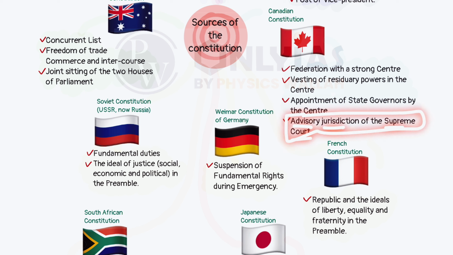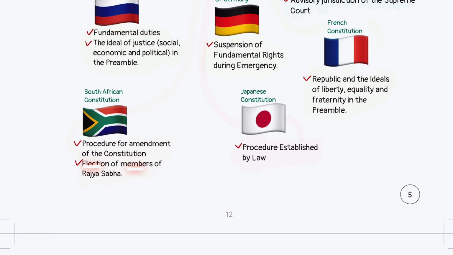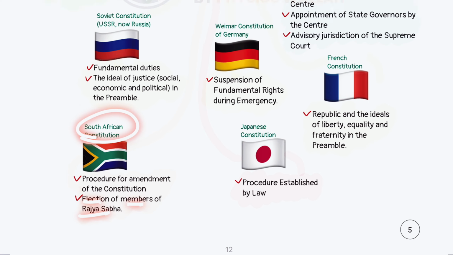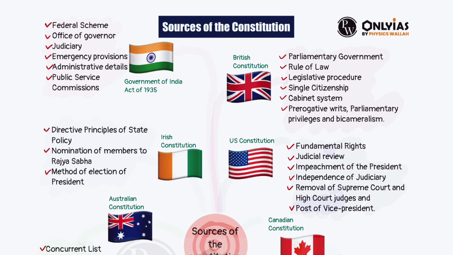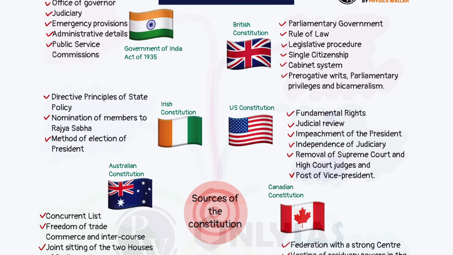Next is the Soviet Constitution. Again, you will see the same thing. The fundamental duties, and the ideas of justice, social, economic, and political. Next is the South African Constitution. We took the procedure to amend the Constitution and the election of the members of Rajya Sabha. I hope you got the difference. The election of the members of Rajya Sabha was taken from the South African Constitution, but the nomination of the members of Rajya Sabha was taken from the Irish Constitution.